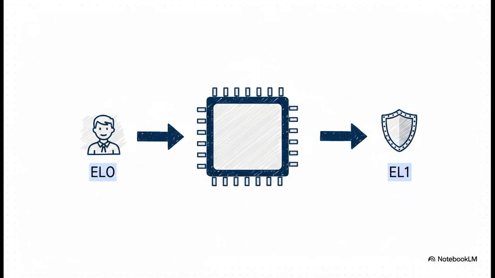Look what changes. The privilege level switches from user to kernel. The task switches from running your app to running the OS. But what's the one thing that stays the same? The core. It is the exact same piece of hardware, same pipeline, same everything. It's just operating under a new set of rules.